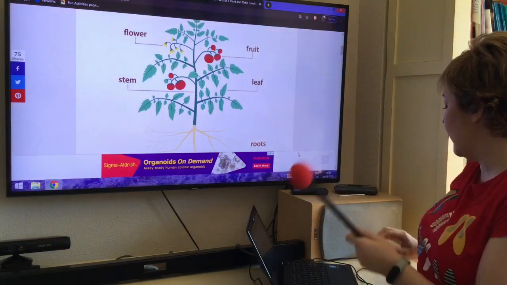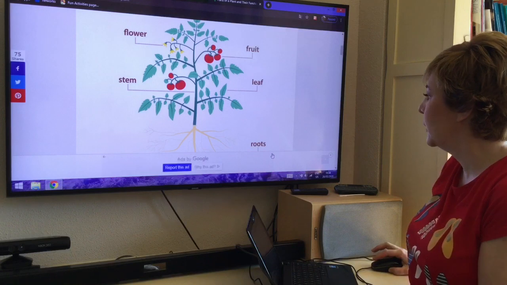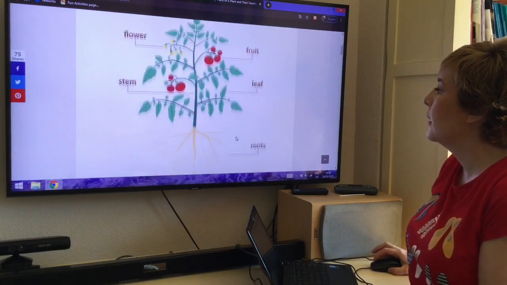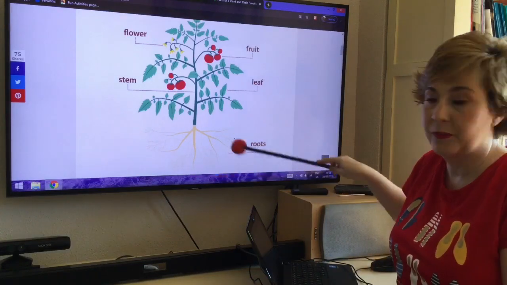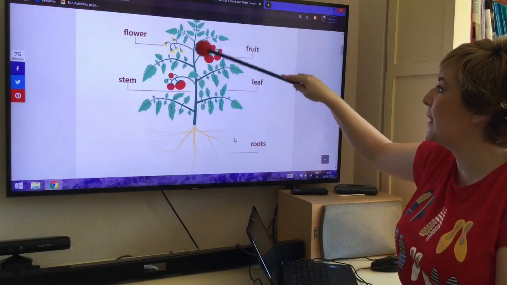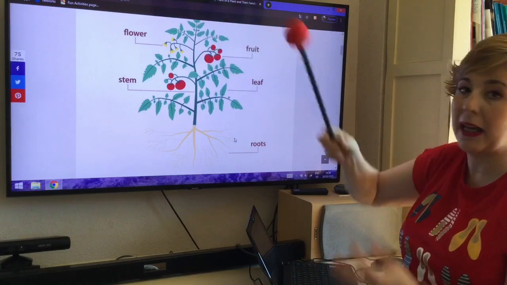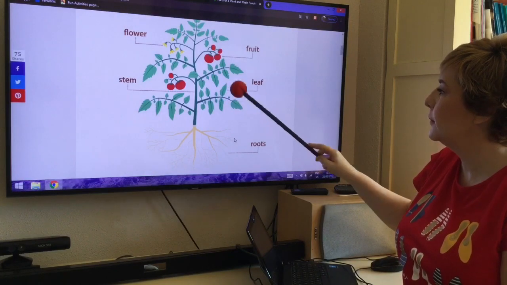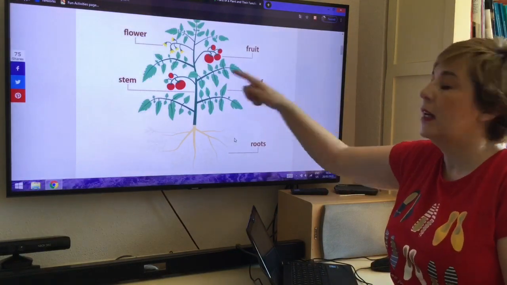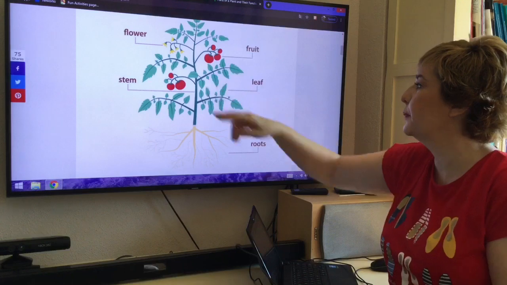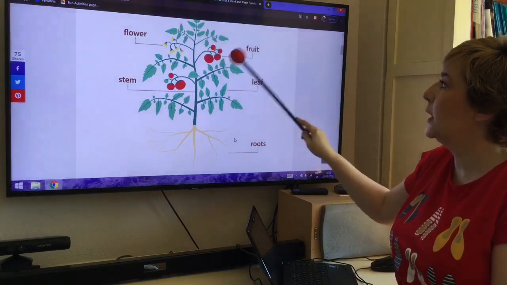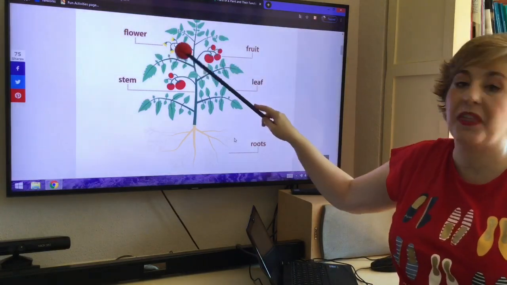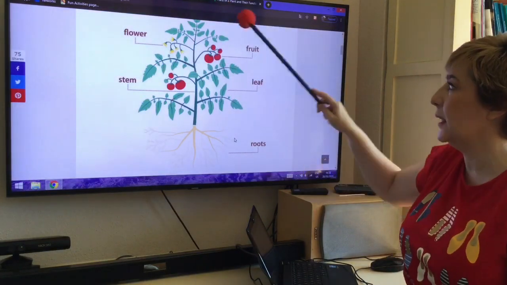If you look at the diagram, you can see that you have the roots, the stem that holds the plant up, the leaves, remember one is a leaf and two or more are leaves, the fruit, in this case, there are tomatoes, and the flower. These are the parts of the plant.